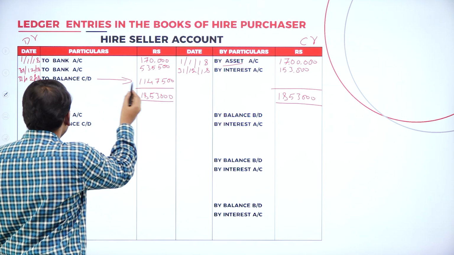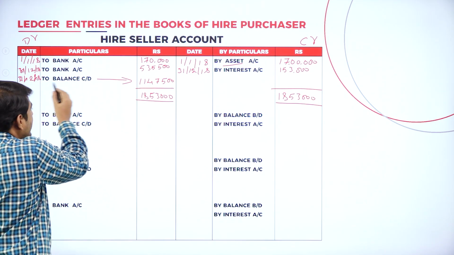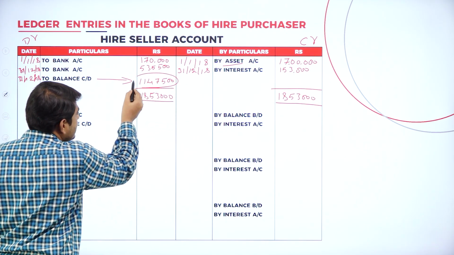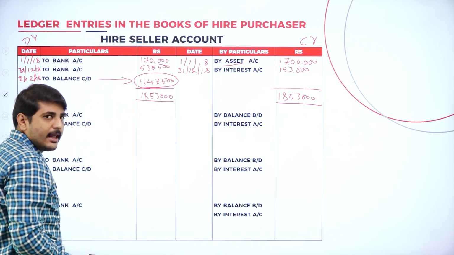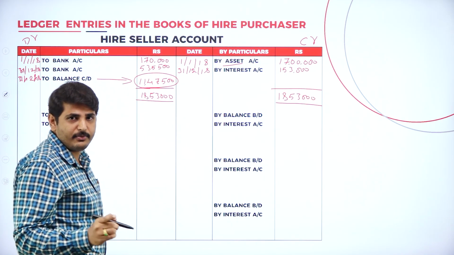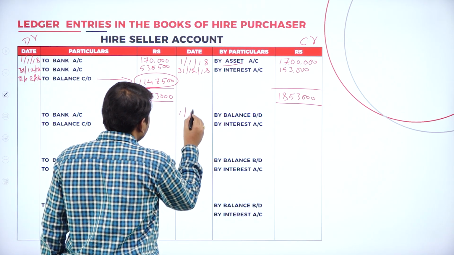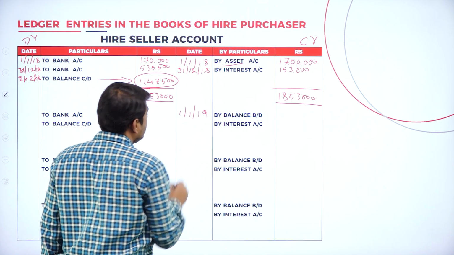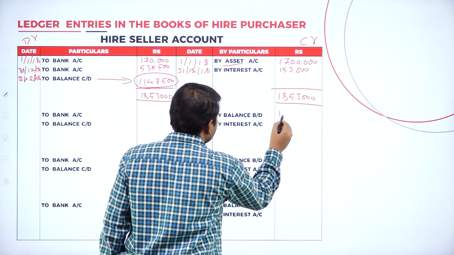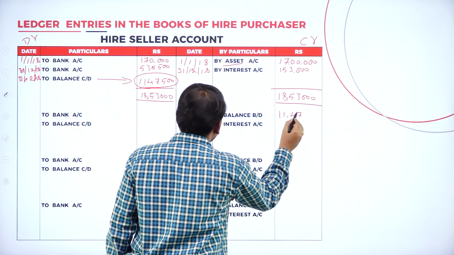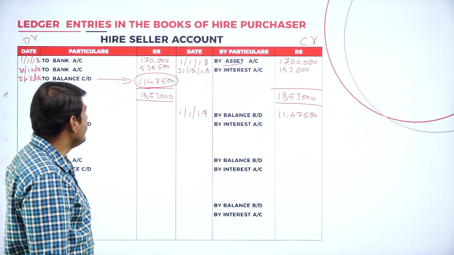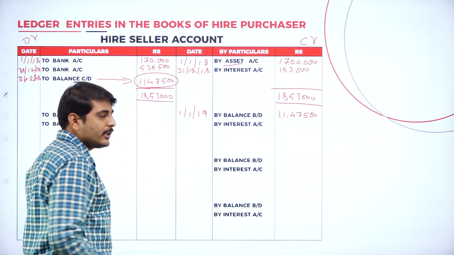So this is the last date of the year, and I am going to carry down this amount. For the next year, we still have to pay this much amount, right? Still we have to pay 11,47,500. This amount will be brought down to next year. What is the first date of next year? 1 January 2019 is the first date. So the balance is 11,47,500.